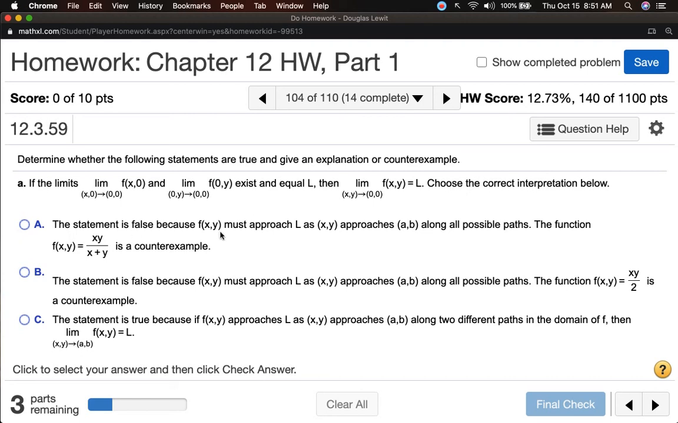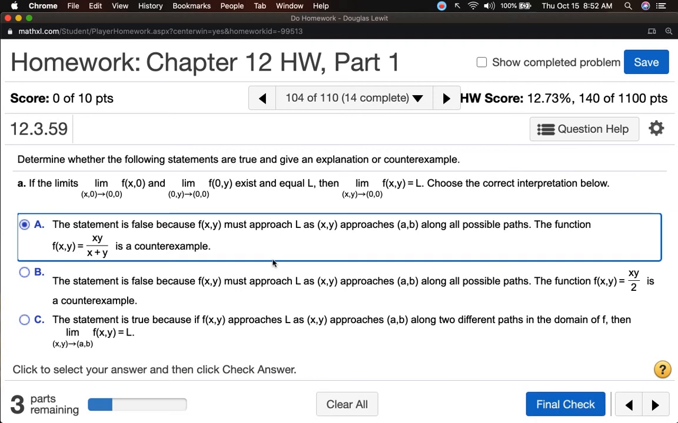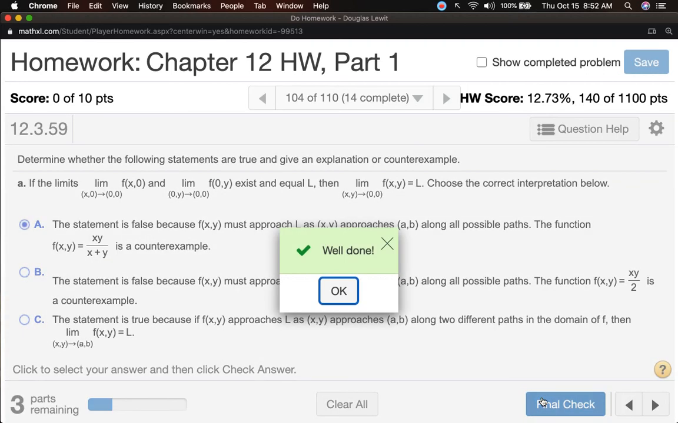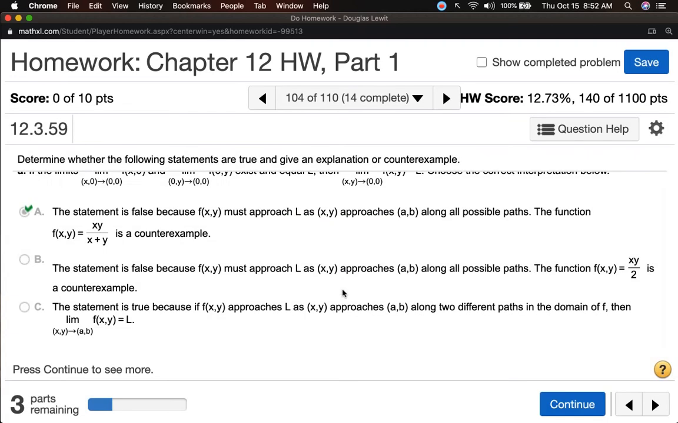The statement is false because f of x and y must approach the limit as x, y approaches a, b along all possible paths. The function f of x and y, x times y divided by x plus y, is a counter example. So it's not going to be B, because xy divided by 2 is going to be continuous everywhere. Here, where I'm dividing by 0 in the denominator, that is a counter example. So here we're going to choose option A. It's not so bad. We're not done with the problem. Continue.